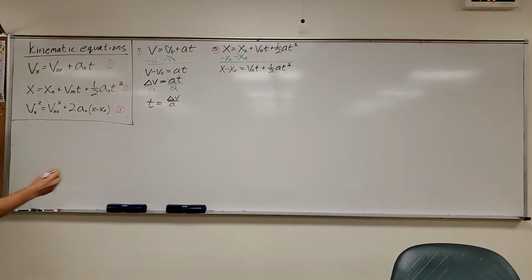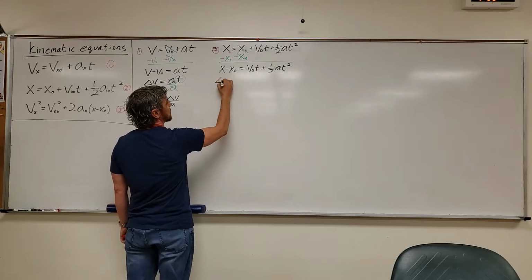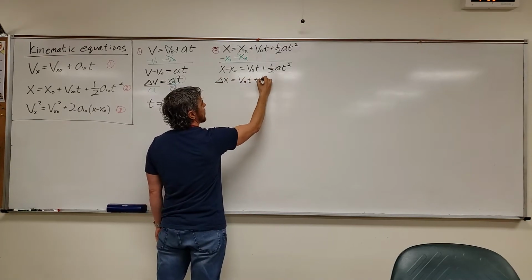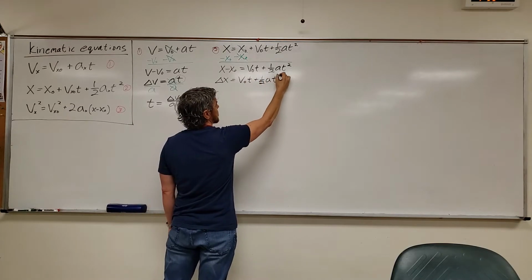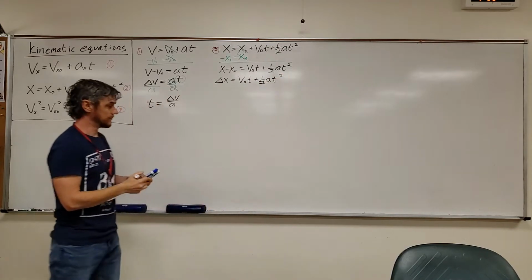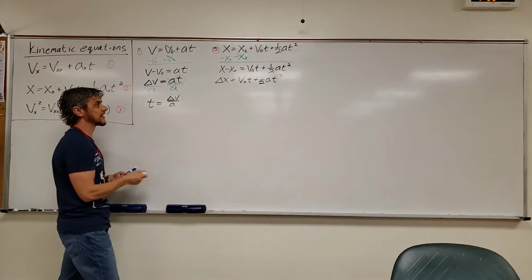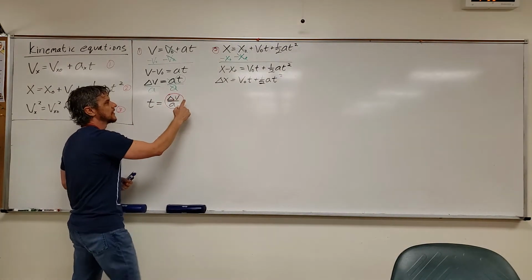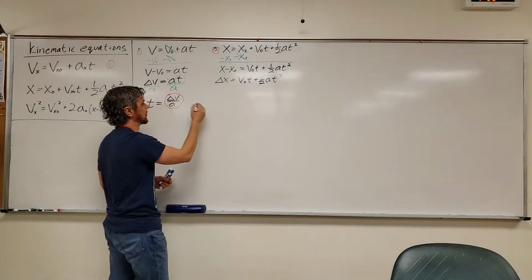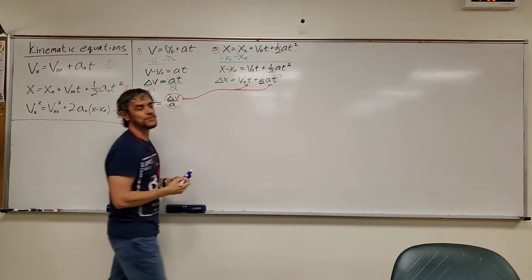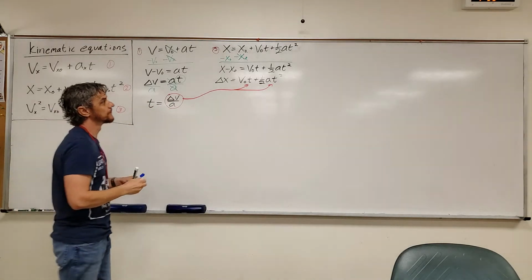So instead of writing x minus x naught, I will have delta x equals the initial velocity times time plus 1/2 times the acceleration times the time squared. So the reason that we solve this for time is so that I can actually take this expression here and substitute it anywhere I see time on the other side. So I'm going to take that expression and substitute it in both places where I see time t.